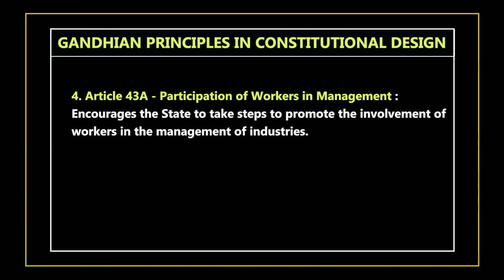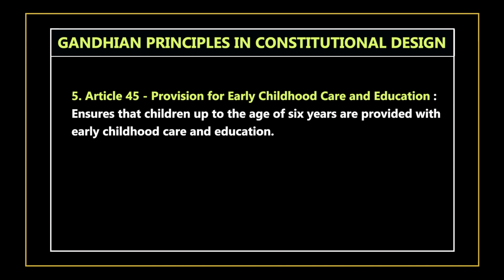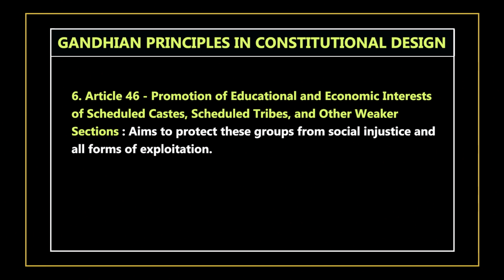Fourth is Article 43A, Participation of workers in management. Encourages the state to take steps to promote the involvement of workers in the management of industries. Fifth is Article 45, Provisions for early childhood care and education. Ensures that children up to the age of 6 years are provided with early childhood care and education. Sixth is Article 46, Promotion of educational and economic interests of scheduled castes, scheduled tribes and other weaker sections. Aims to protect these groups from social injustice and all forms of exploitation.